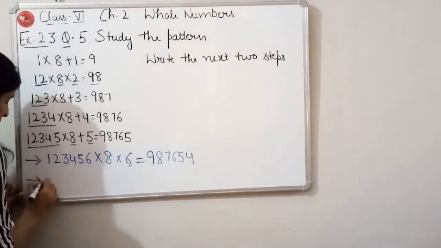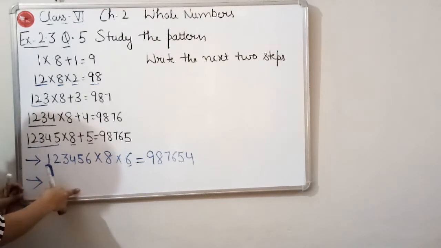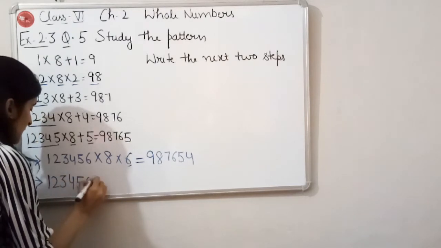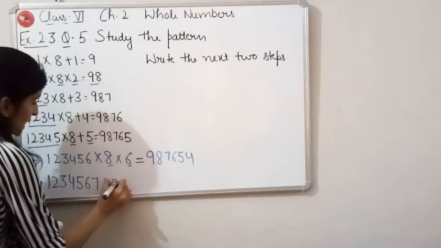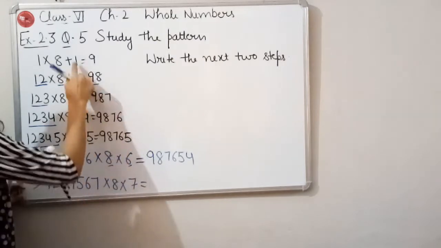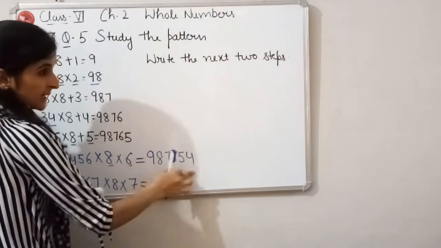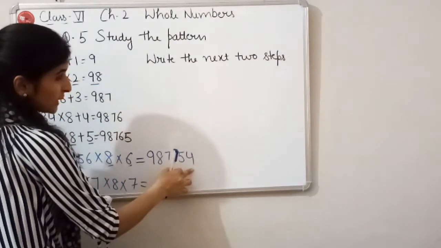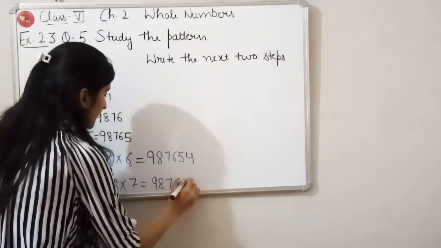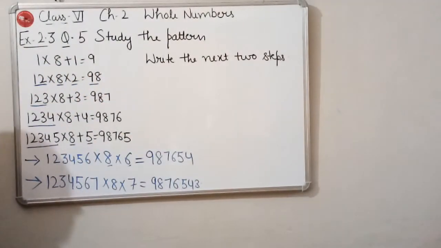Fine. Then we have to write down the next step. Here we have written till 6. So in next step we will write till 7: 1, 2, 3, 4, 5, 6, 7. This 8 will remain same, and in place of 6 there will be 7, because we are writing the counting 1, 2, 3, 4, 5, 6 and then 7. And here we are writing the reverse counting. We have written till 4 in last step. So here we will write till 3: 9, 8, 7, 6, 5, 4, 3. Okay. So that is how this pattern will work.